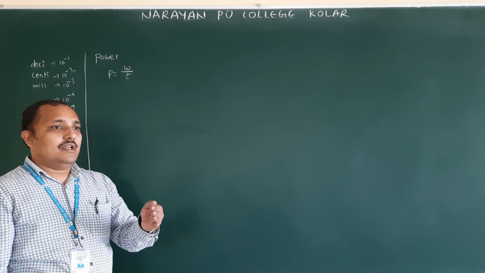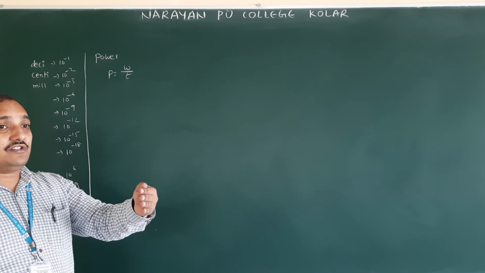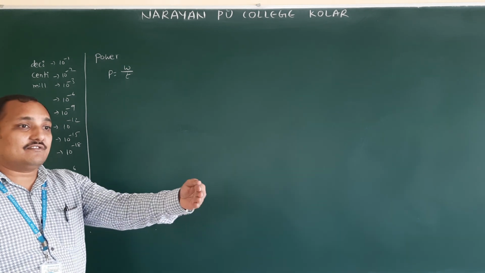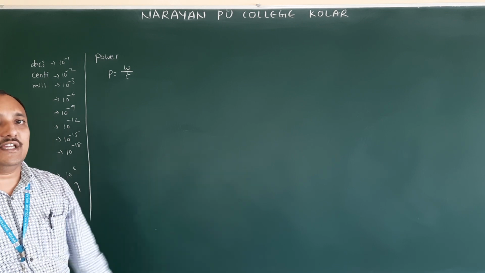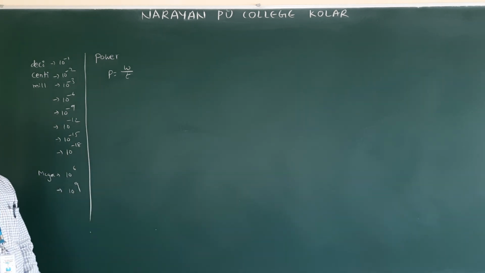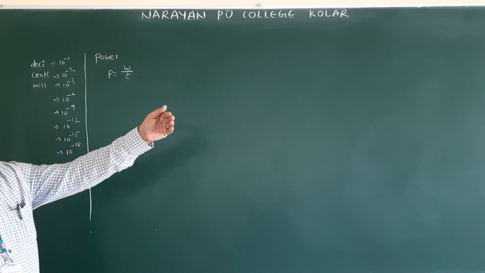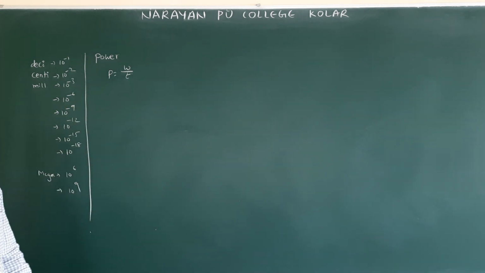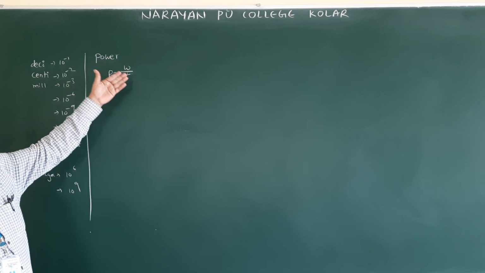So I have given 10 questions for you. Some people can solve within 10 minutes, some people within 20 minutes, some people within half an hour. Who is having more power? Who did it within less time will have more power. So that is nothing but the amount of work done per unit time.